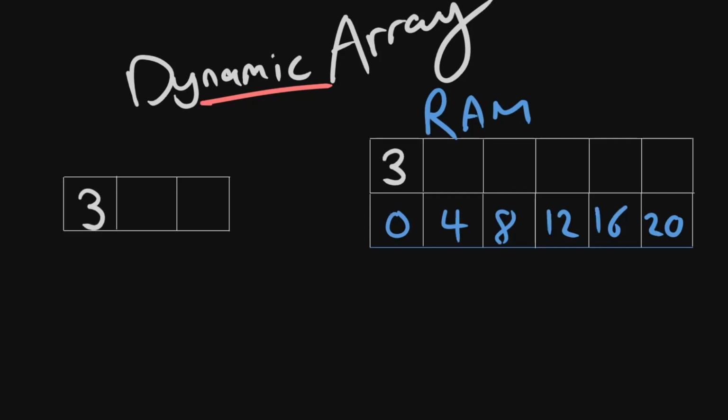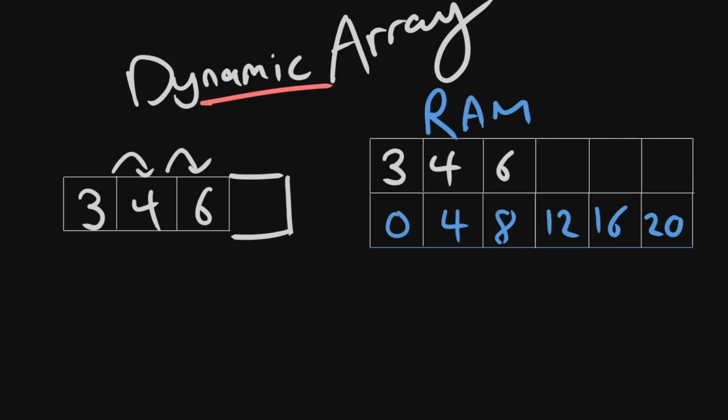Then we want to add another number. Sure, there's space, we can do that, and we'll add a 4. Once again, we add another number, let's say a 6 this time. And now we reach this point where we want to add something else, let's say a 9. There's no space here. Our array in our RAM only takes up 3 spaces.